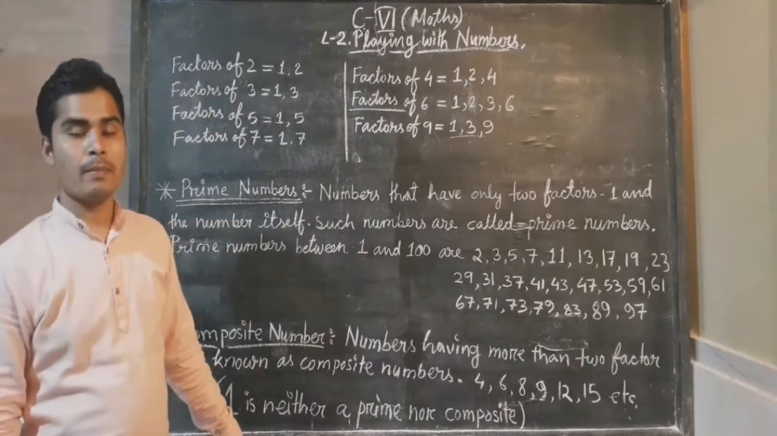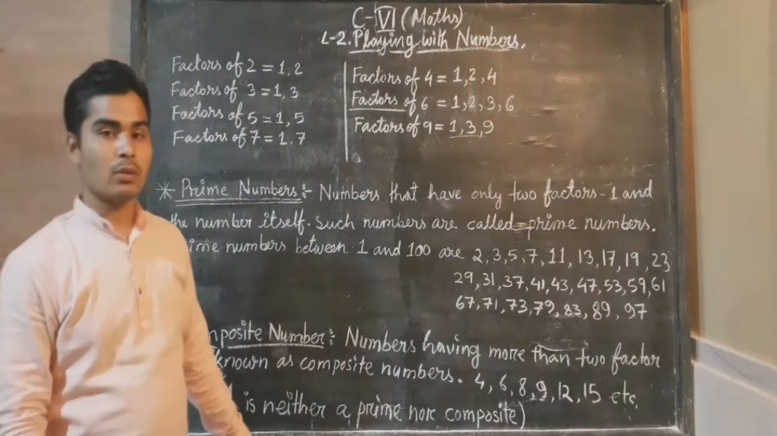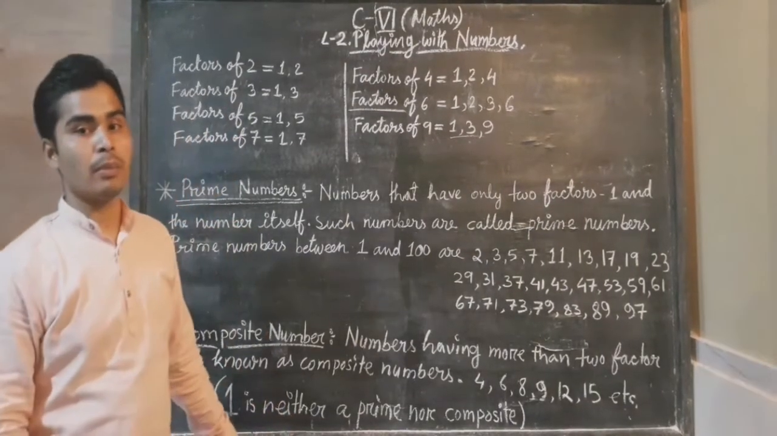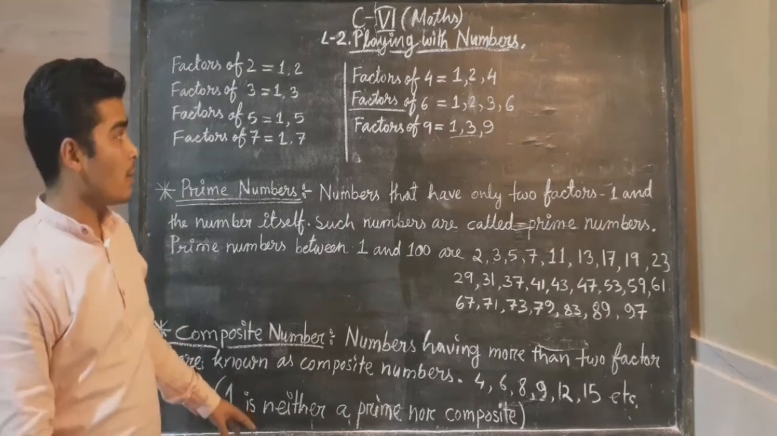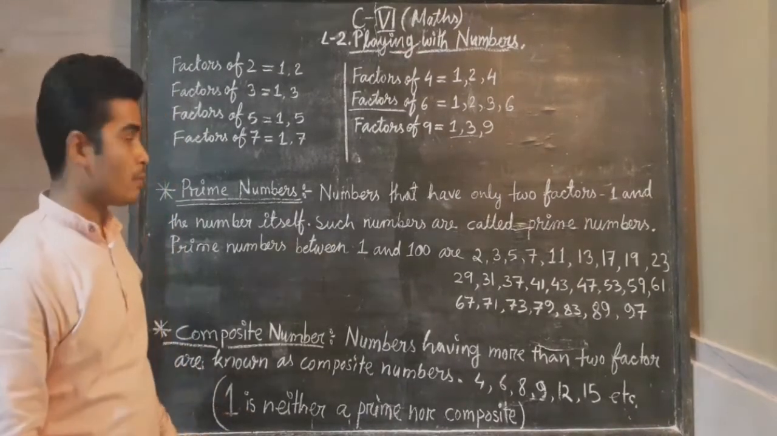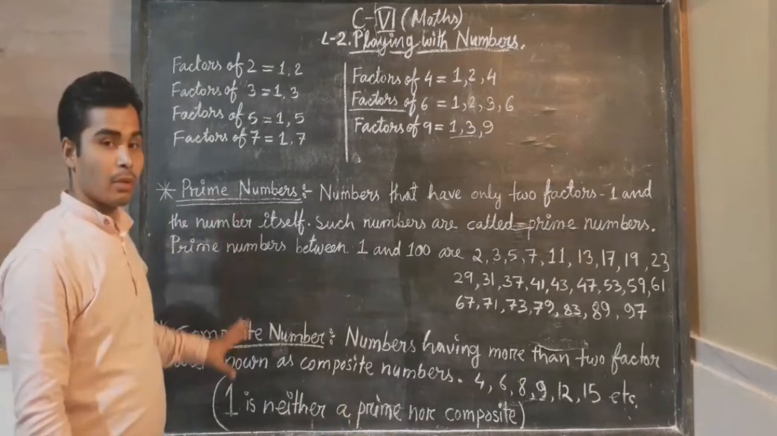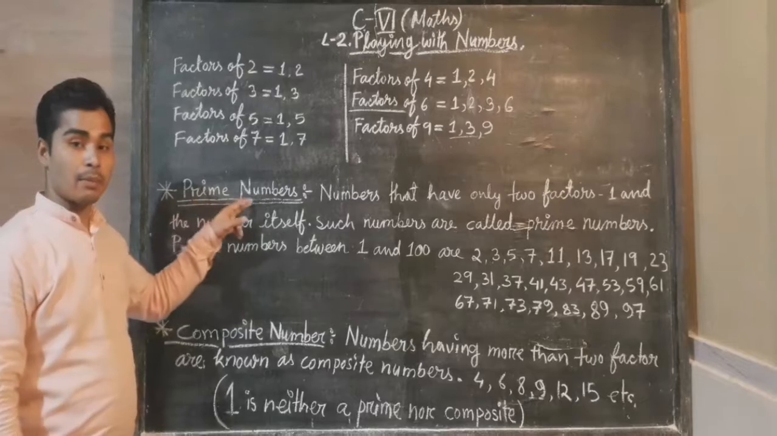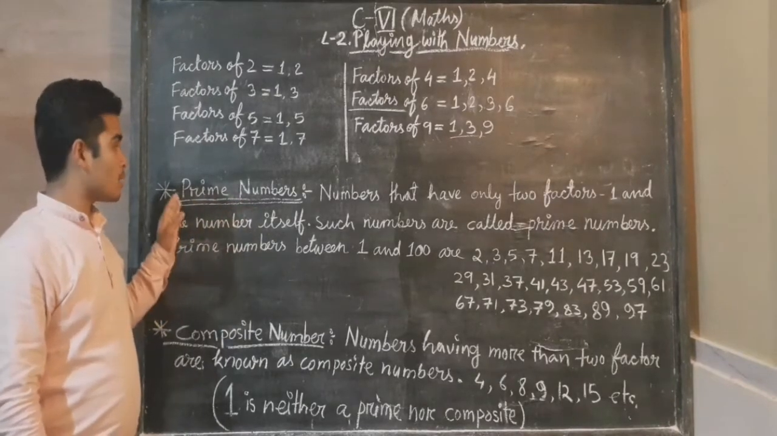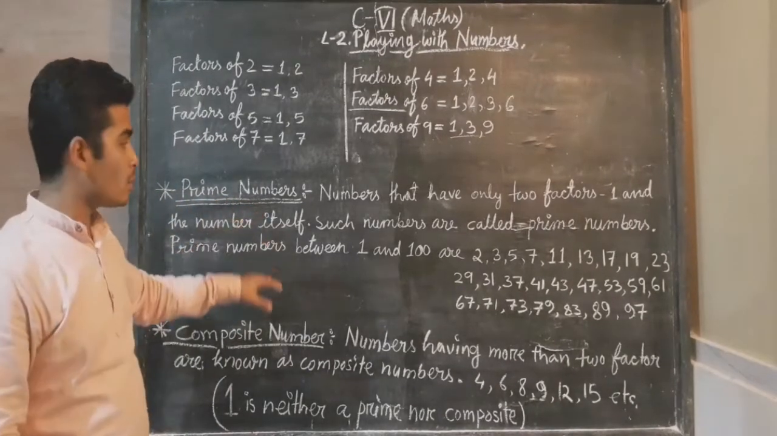Dear student, in the last class I taught you simplification of numerical expression by using the BODMAS rule. And today I am going to explain different types of numbers. First of all, I am going to explain what a prime number is. Let us read the definition for prime numbers.